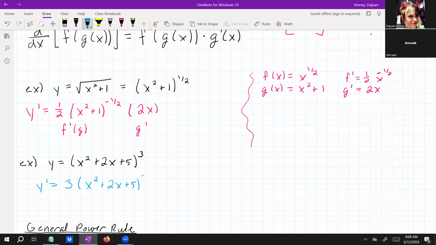So take the derivative of that, leaves me with a 2. Now times the derivative of the inside. All done.